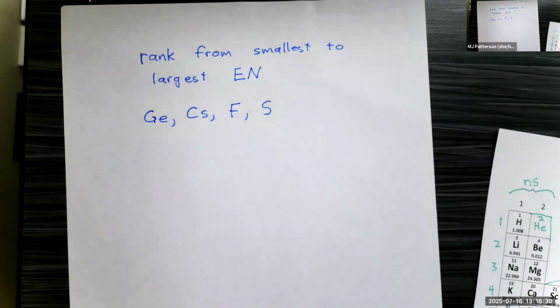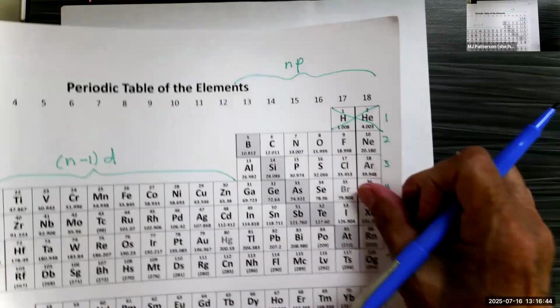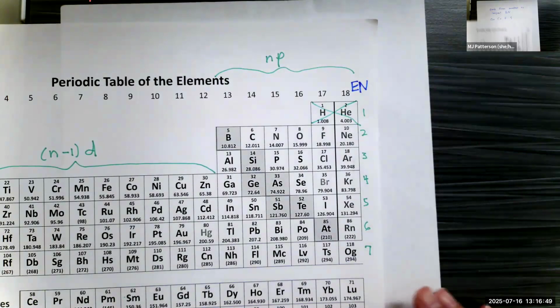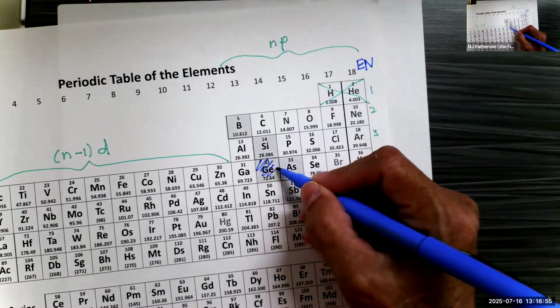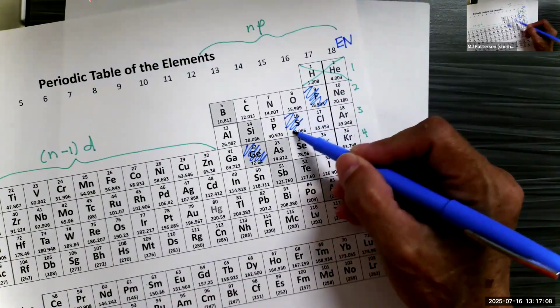So when you're taking the test, you're going to have a periodic table. So go find these elements on the periodic table and mark where they are. So on your periodic table, the biggest electronegativity is going to be in this corner, the upper right. We've got germanium, Ge. Germanium is right here. We've got cesium, Cs. That's going to be down here. We've got fluorine, it's the upper right corner. And we've got sulfur, that's also towards the upper right corner.